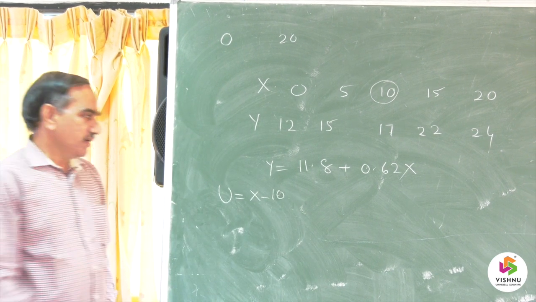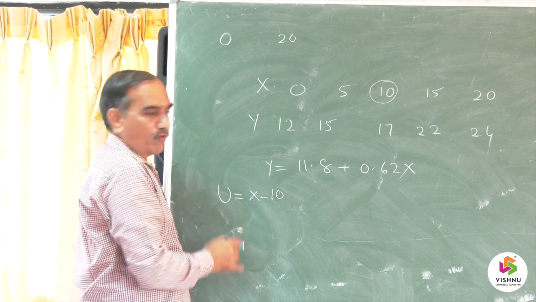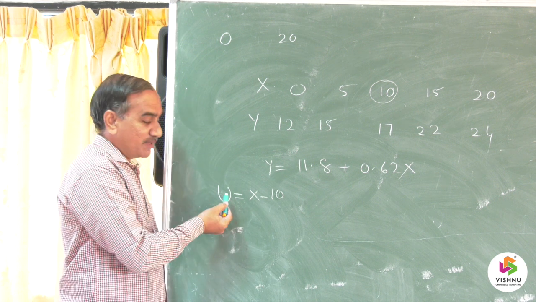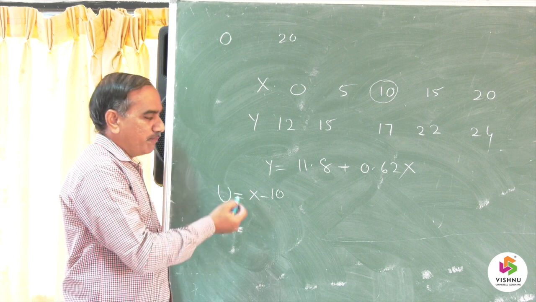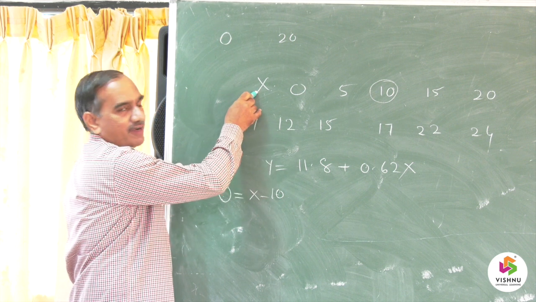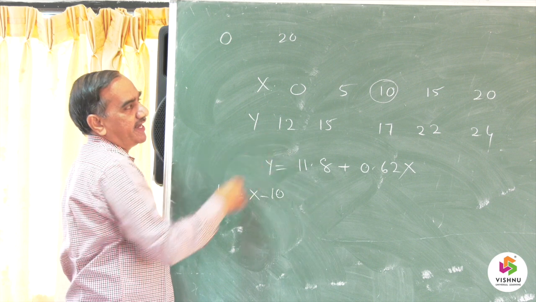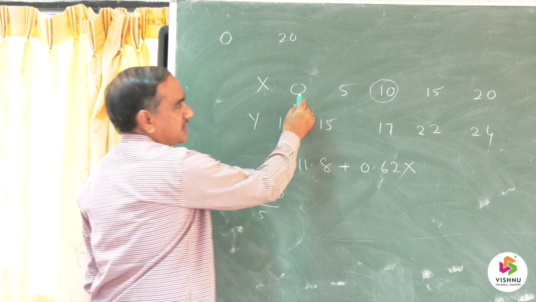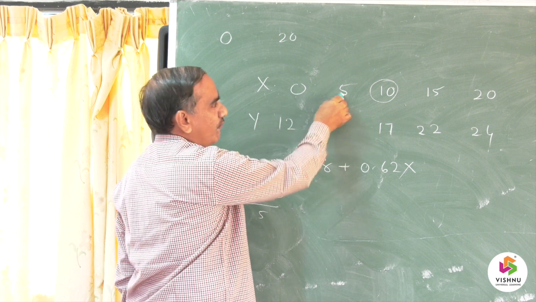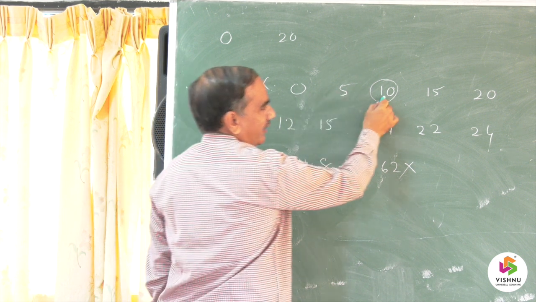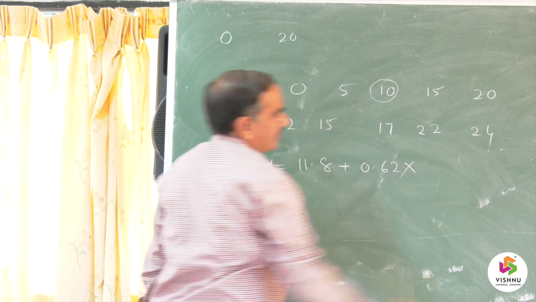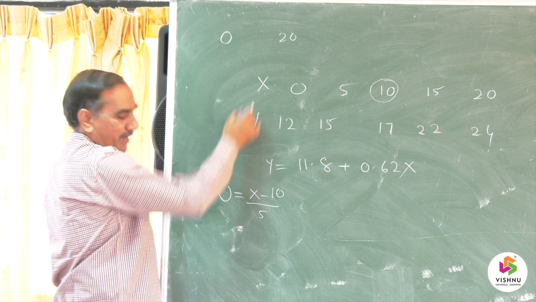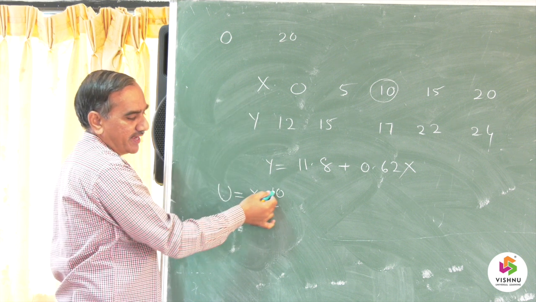And one more thing. By subtracting 10, we get the values of u, that is nothing but differences. It is the minimized value. So we can minimize the magnitude of the x values further by dividing it by 5, because each value is increasing by 5: 0 plus 5, 5 plus 5, 10 plus 5, 15 plus 5. So each value is increasing by 5, so we can divide by 5. So u is equal to (x minus 10) by 5.